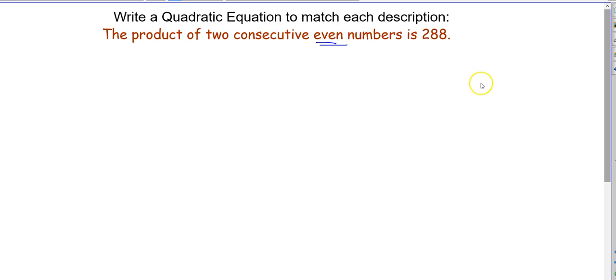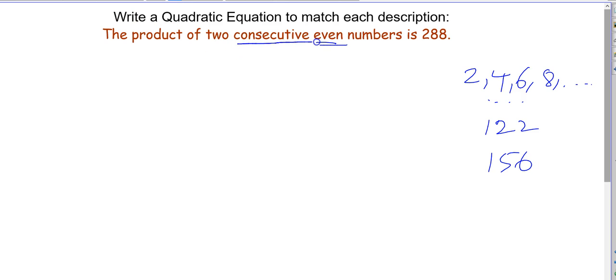We know that any number which is divisible by 2 is an even number. So you think about 2, 4, 6, 8, etc. Anything like 122 or 156, any number which is divisible by 2, that's it. If you can half it, then it is an even number. Okay, but here he is saying consecutive even numbers.